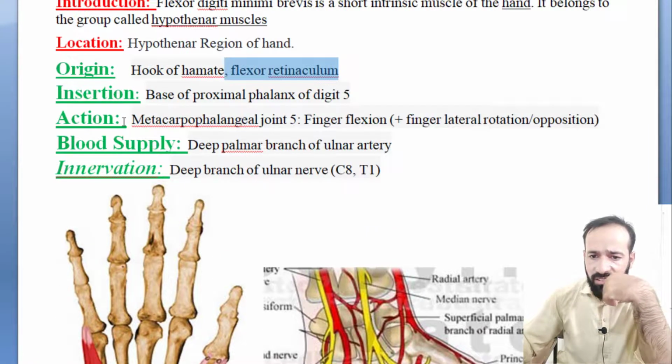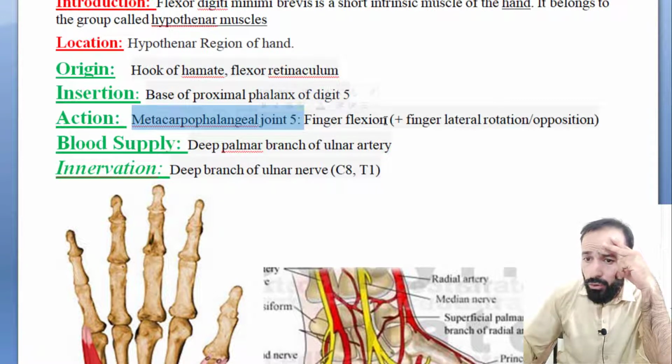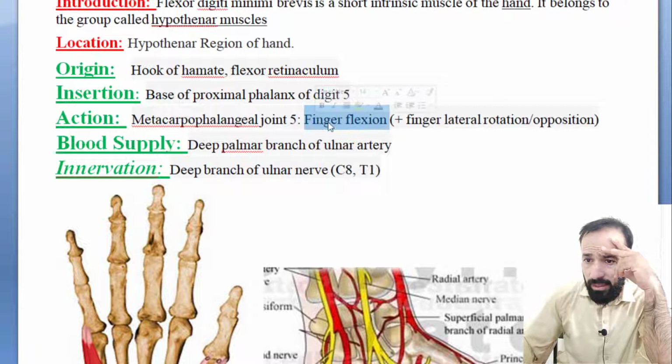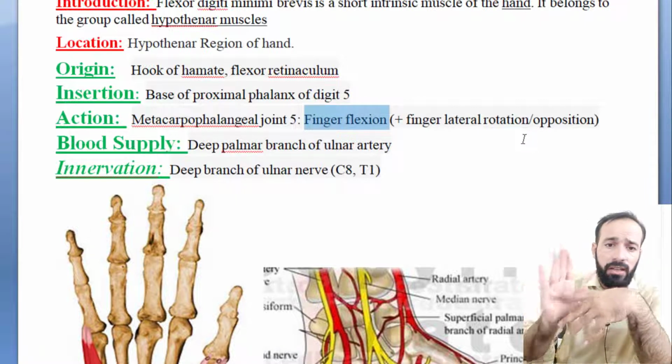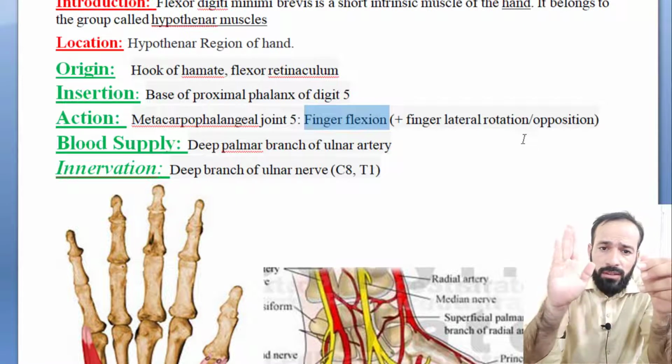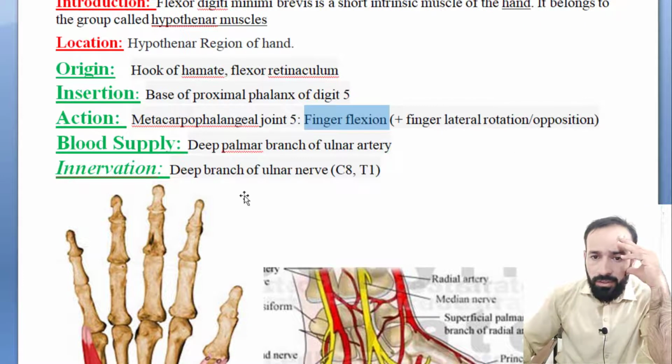Okay, what are its actions? At metacarpophalangeal joint number 5, it will cause finger flexion, right, and also lateral rotation and opposition. It also helps in that, but the major movement of it is the finger flexion, right? Digiti minimi, finger flexion.